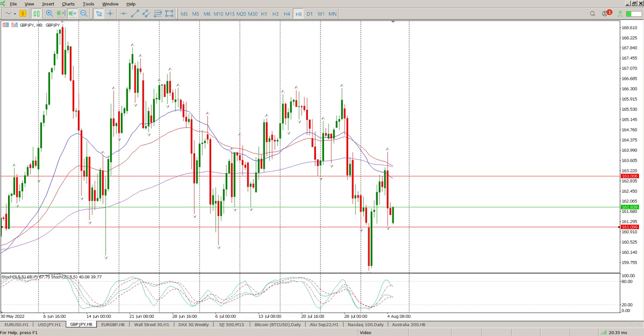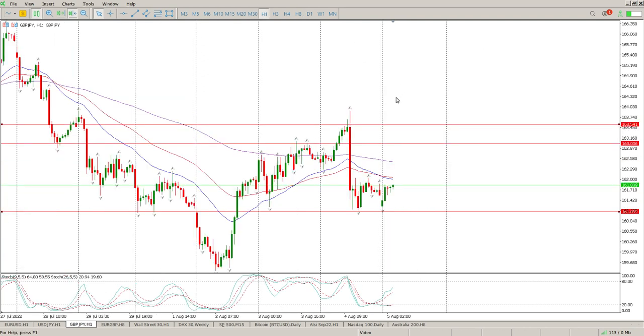Moving on to the British pound Japanese yen. Lots of chaos this week. Big moves up, big moves down. A bit of a rejection of structure here, but I was expecting this area to be rejected and not that one. But let's just get there and have a look at what happened.